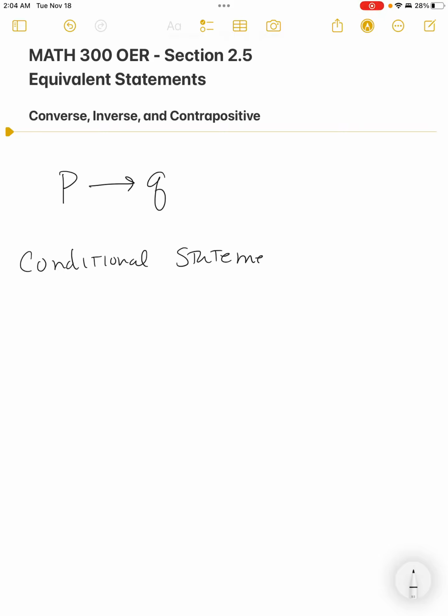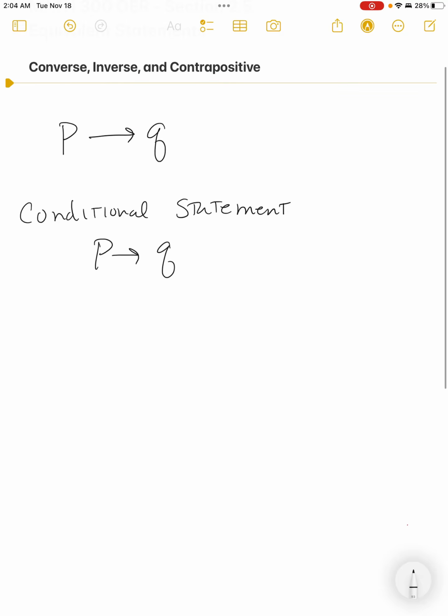They're always based upon the conditional statement. And the conditional statement, if you remember, is P implies Q. That's our base. This is what we call the conditional. And so maybe I'll write that. So the conditional statement that you learned way back in 2.2 is P implies Q. Now, from P implies Q, we now define three other items.